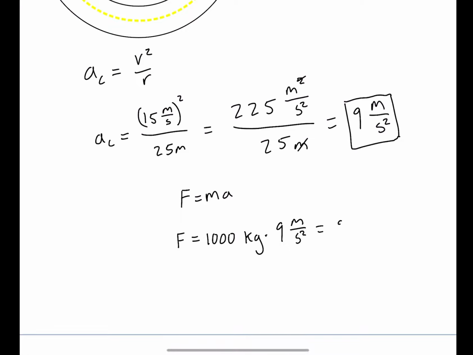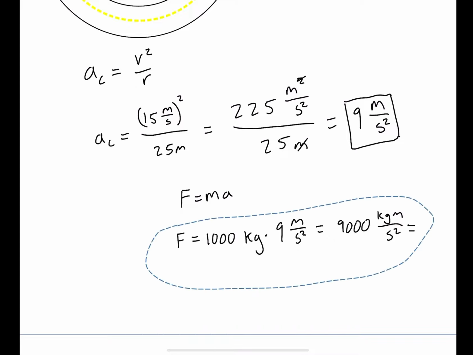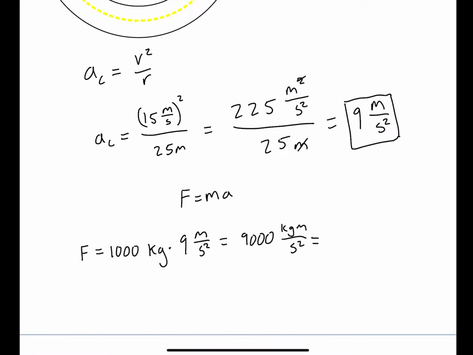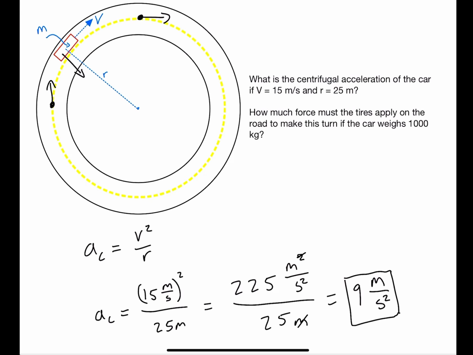This is going to give us 9,000 kilogram meters per second squared, which is the same as 9,000 newtons of force. There we go. 9,000 newtons of force. That's how we solve these pretty simple equations.